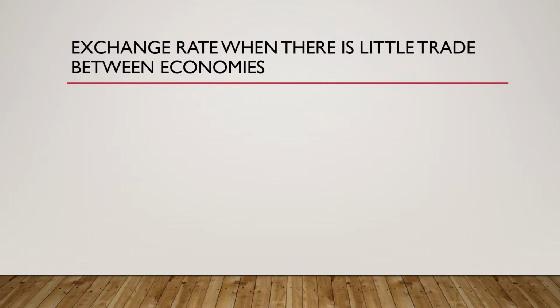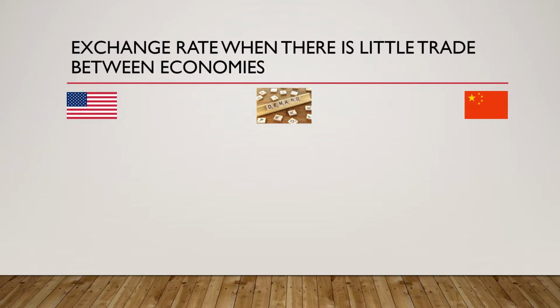So let's first see how the exchange rate, which is the very basis of international trade, behaves between two economies, in this case the US and China. Let's take an example when there is not much international trade going on, or in other words, the demand of the two countries is pretty much satisfied by the production supply within these countries.